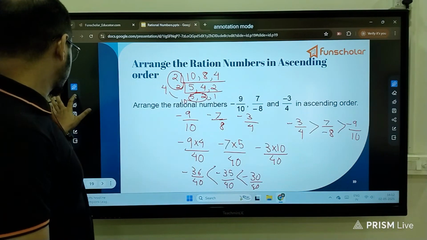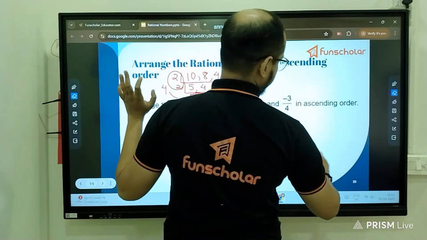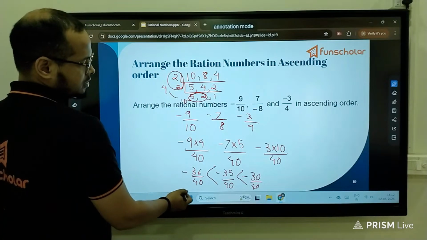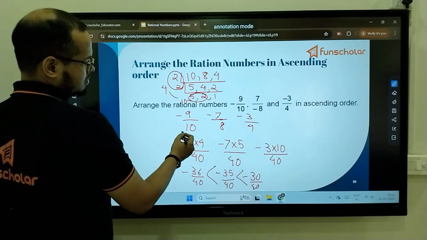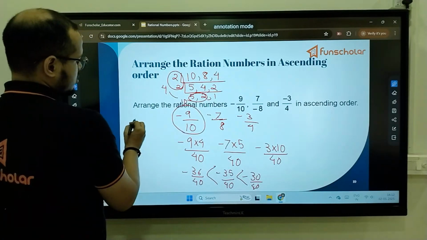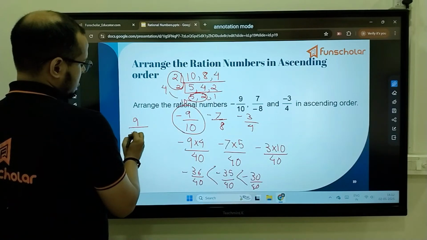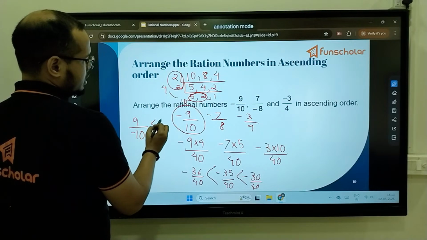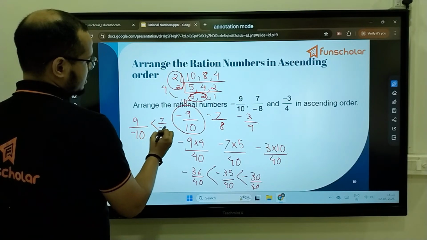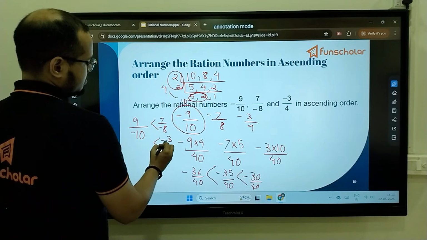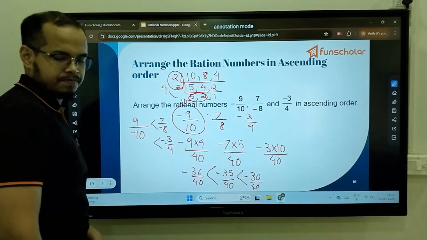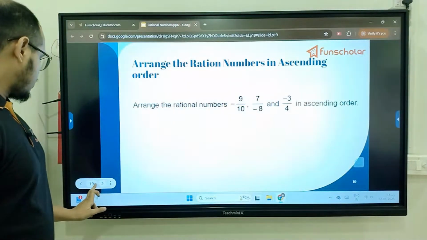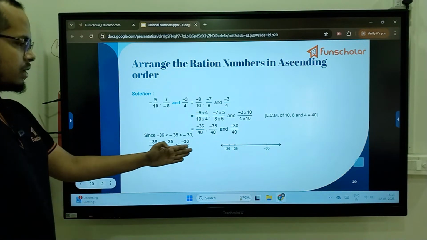No, sorry guys, this will just be the reverse. Okay, 36 by 40, that is the smallest number, so this is nothing but 9 by 10, right? So minus 9 by 10 is less than minus 7 by 8, which is less than minus 3 by 4. Okay, that is it. Chalo, move on to the next one. Okay, all done.